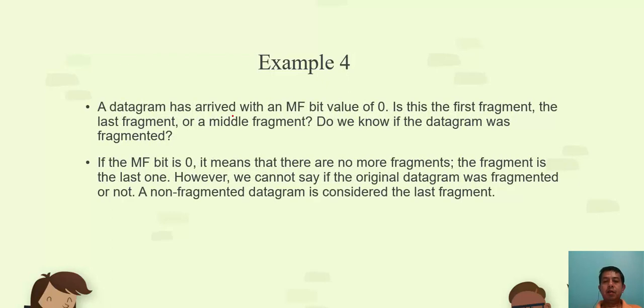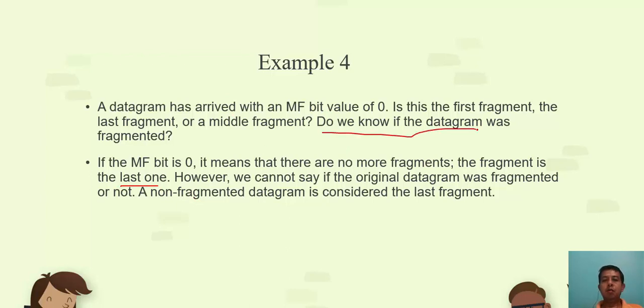Clear? Example 4, this is self-explanatory. A datagram has arrived with an MF bit value of 0. Is this the first fragment or the last fragment or the middle fragment? We all know that when MF value is set to 0, this is the last fragment. Clear? So no doubt about this.